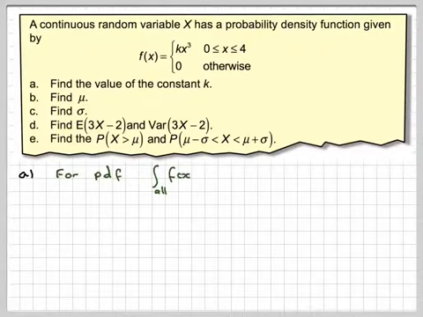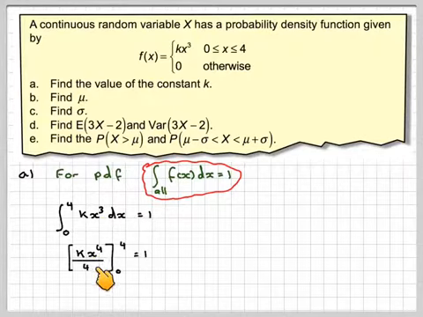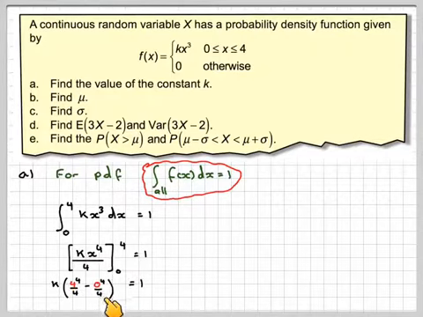So for a PDF, the integral of all f of x dx is equal to 1. And then if we integrate between 0 and 4 of kx cubed dx, that is equal to 1. That becomes kx to the 4 over 4 between 0 and 4, which is equal to 1. Substitute the limits in: k times 4 to the 4 divided by 4 minus 0 to the 4 divided by 4.